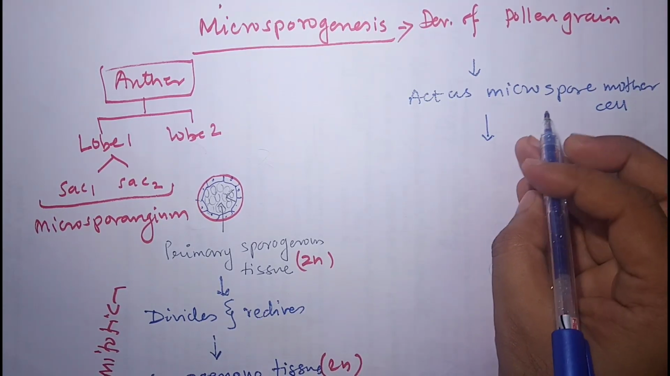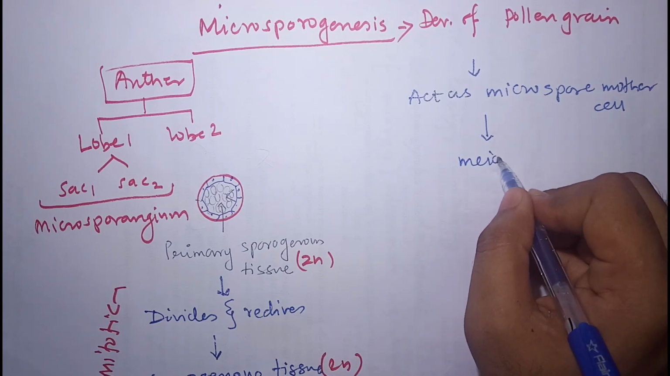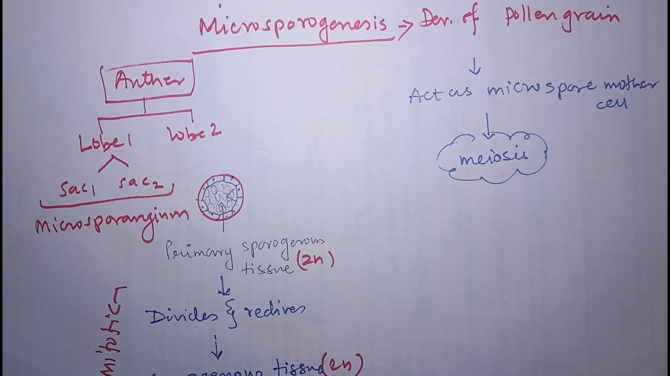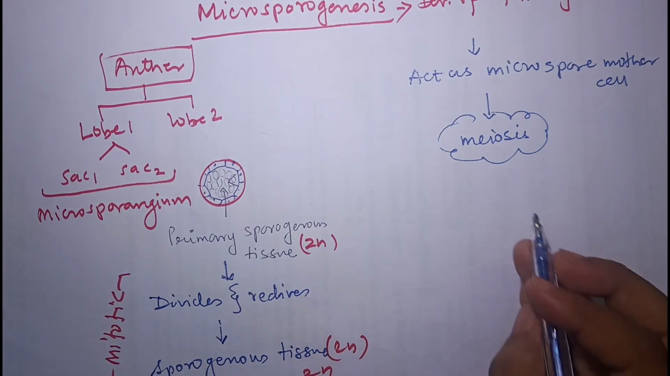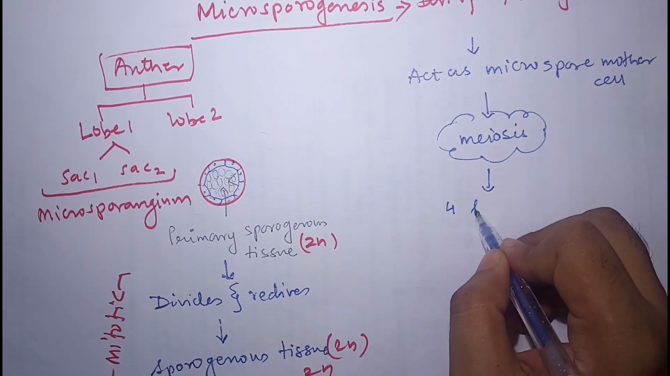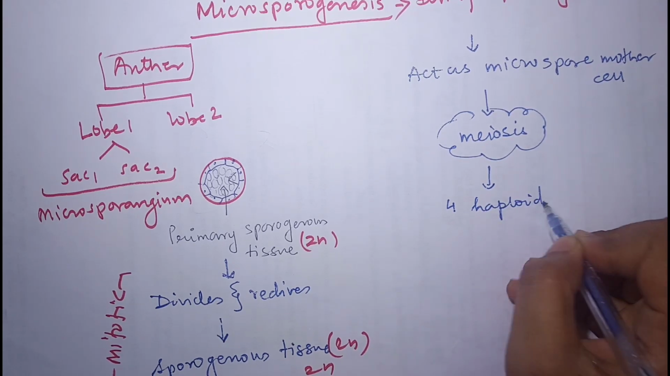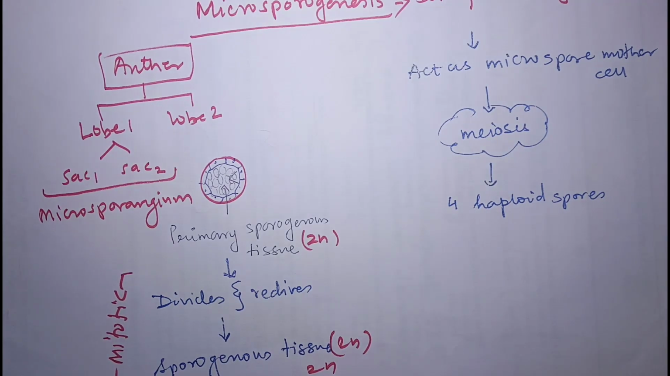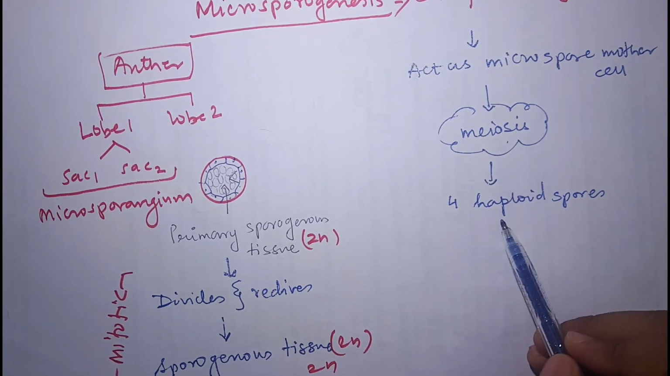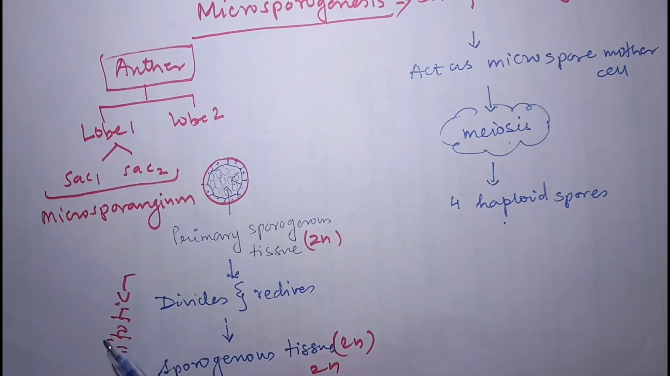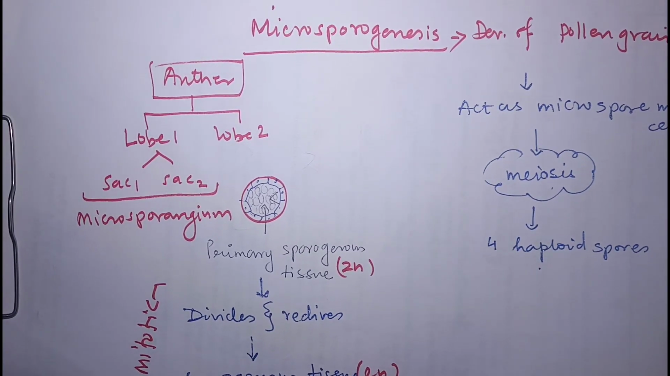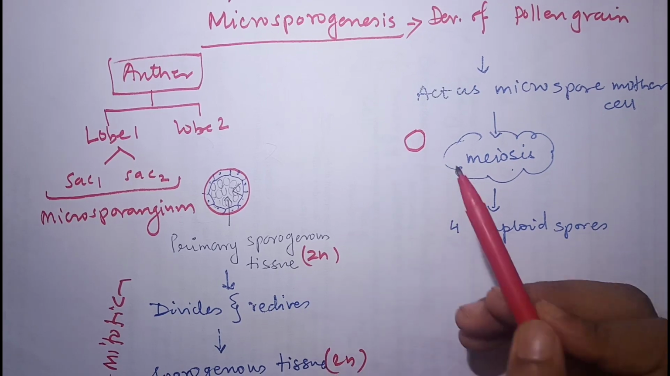Okay, and they all undergo meiosis. Very important. They all undergo meiosis to form 4 haploid spores. Okay, so when the term meiosis is used, we say haploid, and when the word mitotic is used, we say they are diploid. So don't get confused in these terminologies.